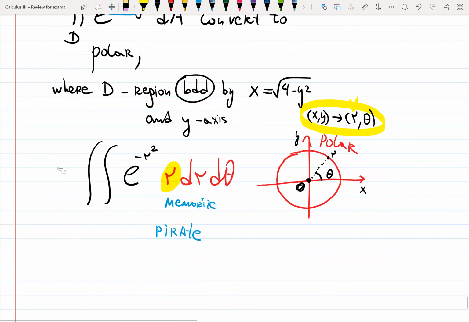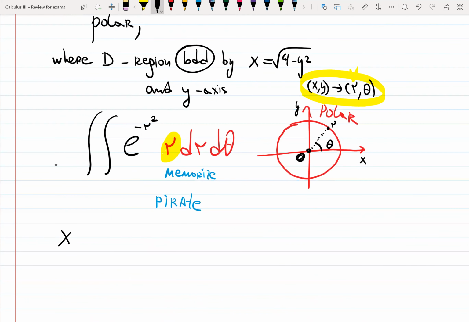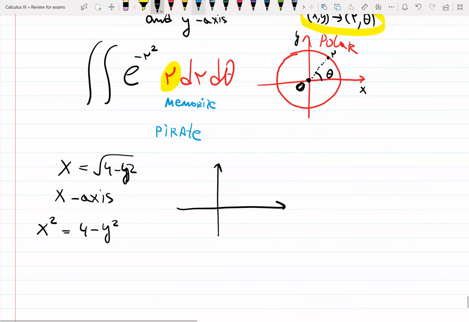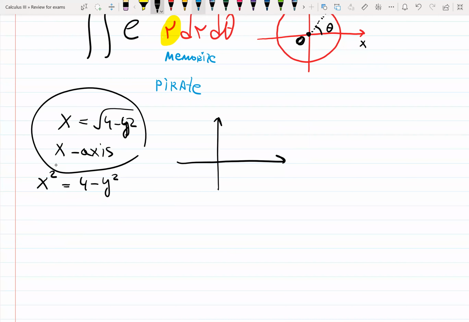here, x equals the square root of 4 minus y squared in the x-axis. Let's draw this instead of just a circle. Well, actually, x equals the square root of 4 minus y squared is a circle. It's x squared equals 4 minus y squared, right? If you square both sides, then it's x squared plus y squared equals 4, but it is a circle.